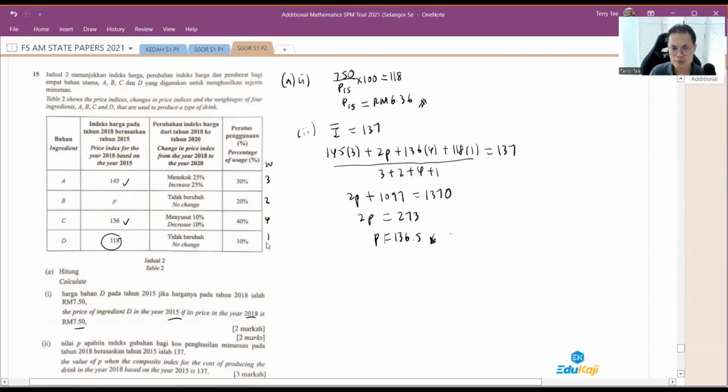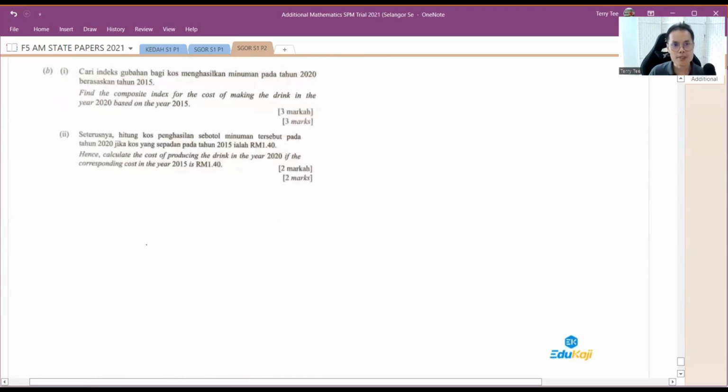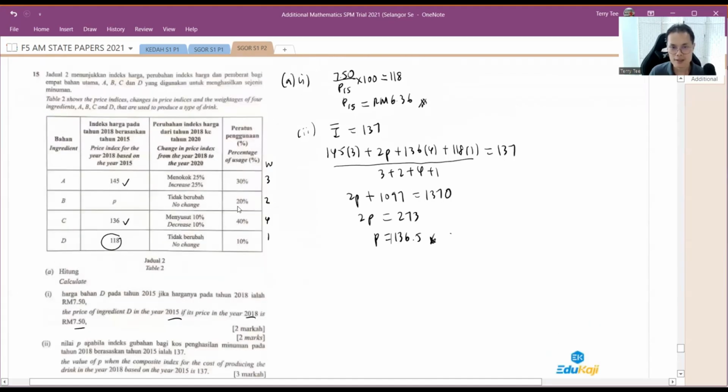The next part, I have to turn to the next page. They say find the composite index for the year 2020 based on the year 2015. I can still do it on this page, because the question and the diagram are all here. When you increase from 2018 to 2020 by 25%, the index is 125. Unchanged is 100. Drop by 10% is 90. Unchanged is another 100. To calculate this change, you need to understand that there are 3 years involved: 2015, 2018, 2020.